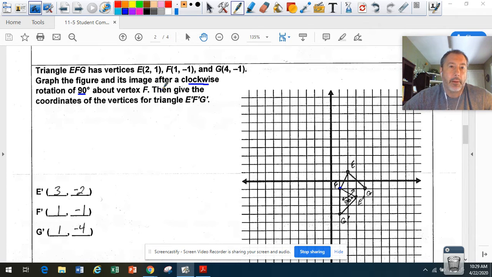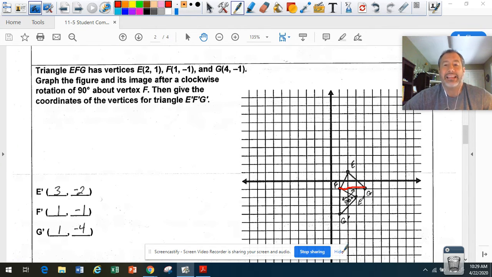Now, then give the coordinates of the vertices for triangle E prime, F prime, G prime. The best thing to do with this, here's the best way: start with either a horizontal line or a vertical line. That makes life so much easier when you're rotating it 90 degrees. So the line I'm going to start with right here, let me clear this a little bit, is FG. As you see here, this is a horizontal line.